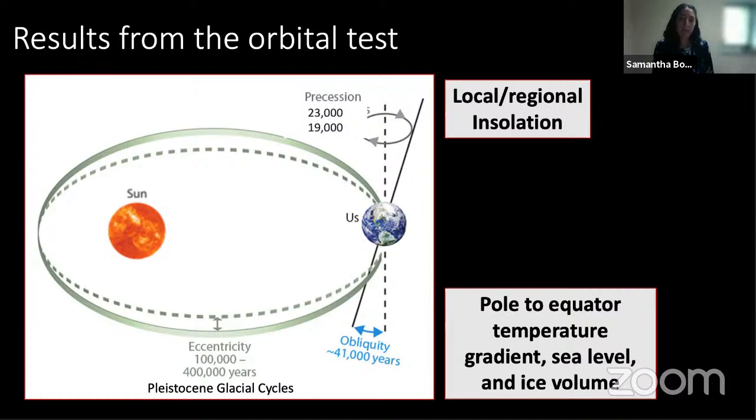And so of course we have changes in precession, which are expected to impact rainfall in this region by either local or regional gradients in insolation. And then obliquity at 41 kiloyear and eccentricity at 100 and 400 kiloyear, having more of an extratropical impact on the tropical rainfall in this part of the world by either the pole to equator temperature gradient, changes in sea level, or impacts by ice volume.